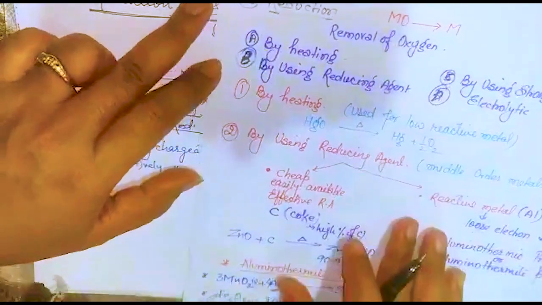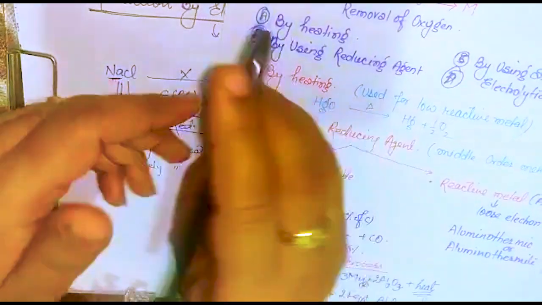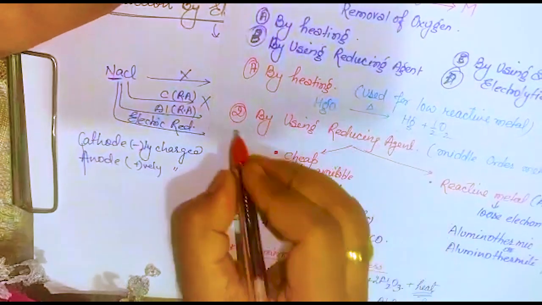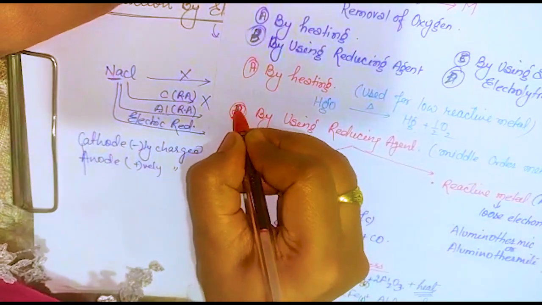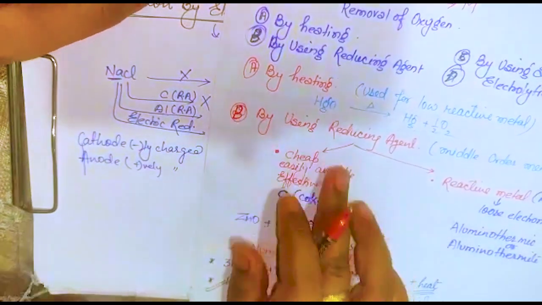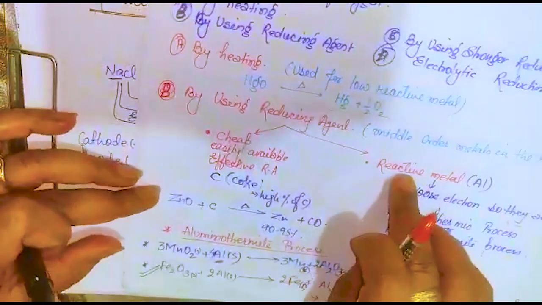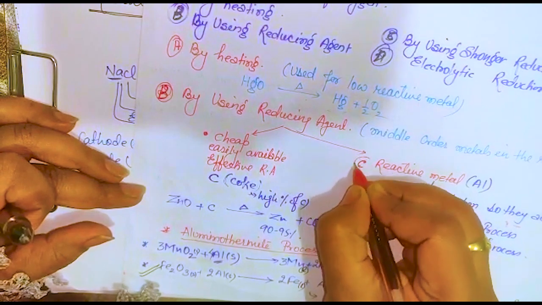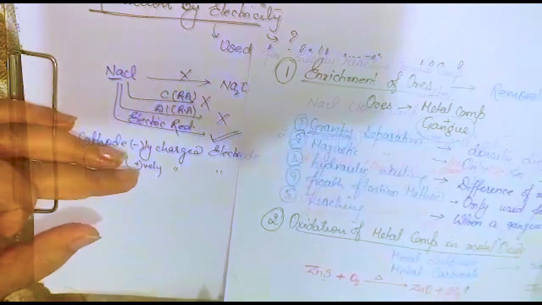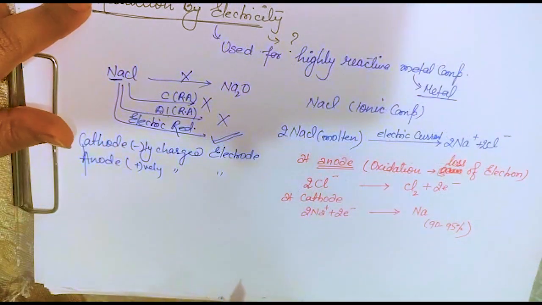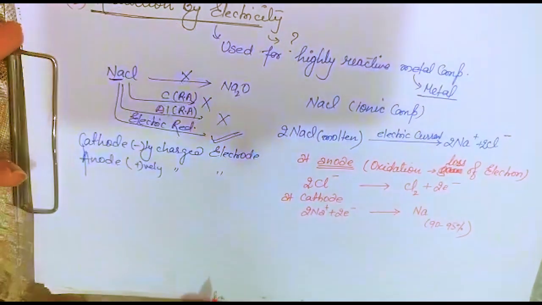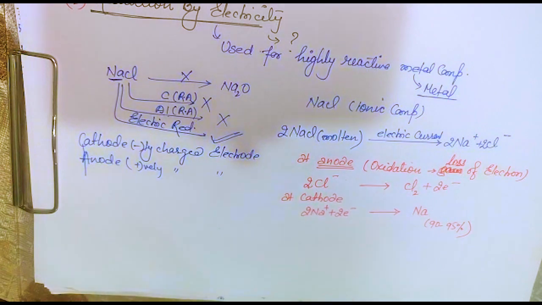Got it? So this was A, by heating. This, by using a reducing agent, was B. And by using a stronger reducing agent, this was C. And this is the fourth method, so let me write it D. Clear? So this was under the process of reduction.